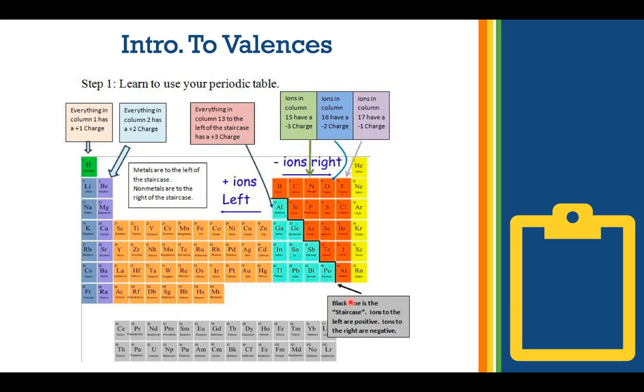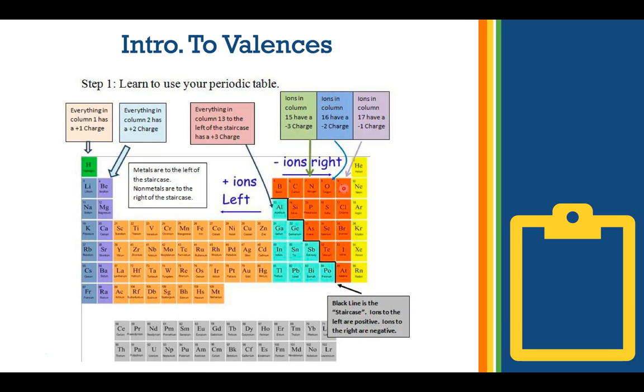The black line is the staircase. Ions to the left, when formed, are positive. Ions to the right, when formed, are negative. Okay, so the staircase is super important, guys. Know the staircase, all right? Ions in column 15, also known as column 5A, or group 5A, have a -3 charge. Ions in this column have a -2 charge. Ions in this column have a -1 charge.